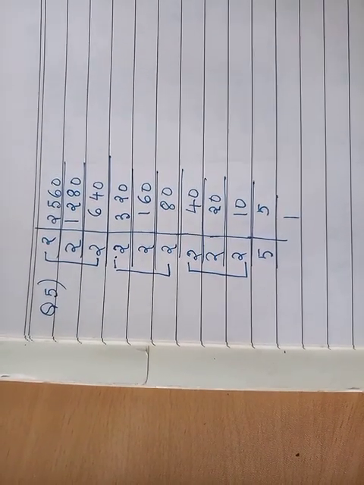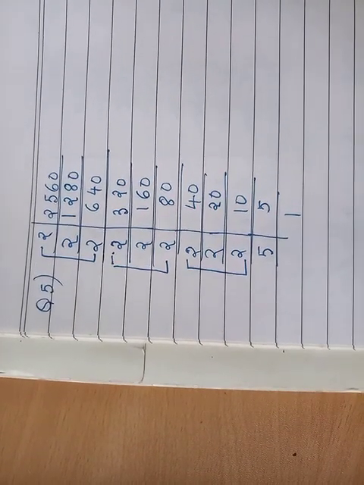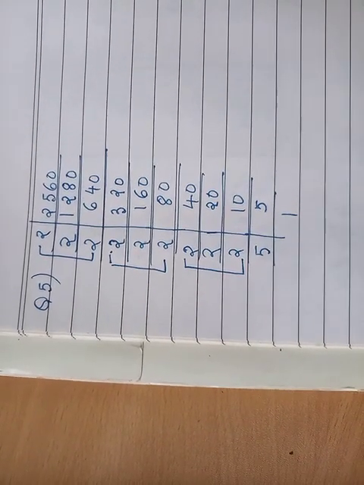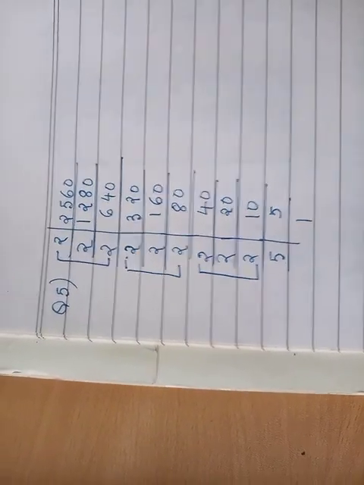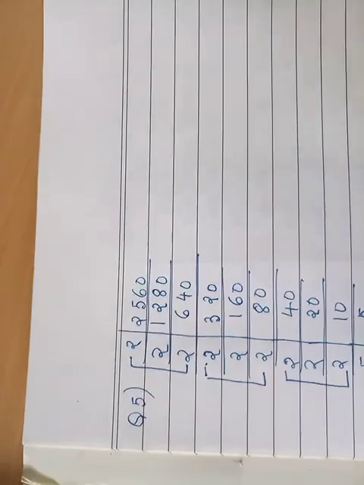So for completing this set, how many 5 are required more? That is 2 more 5, that is 5 into 5. That will give you 25. Let's see how we write the answer for this.